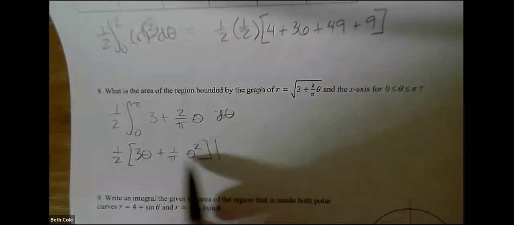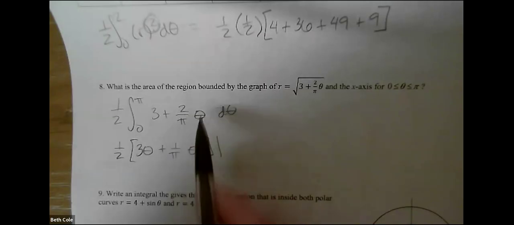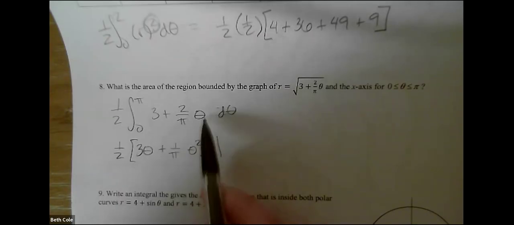And again, we're trying to come up with a function that if we did the derivative of this, we would get 2 over pi theta. So you can check that. Like if you brought this 2 down, it would be 2 over pi. Drop this to a 1, it would just be theta.